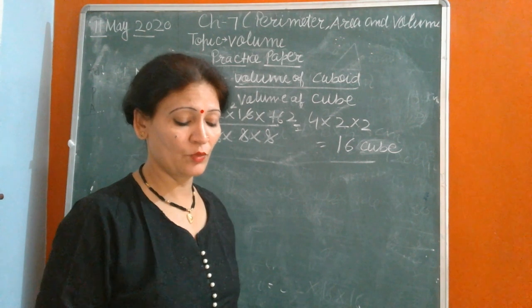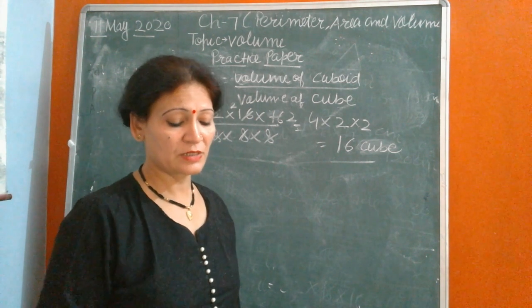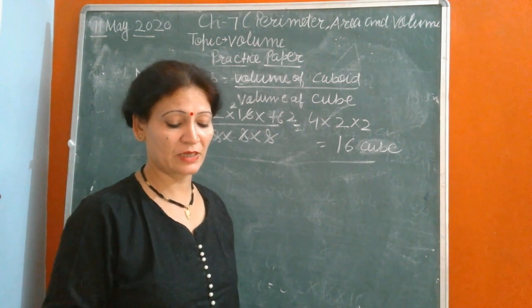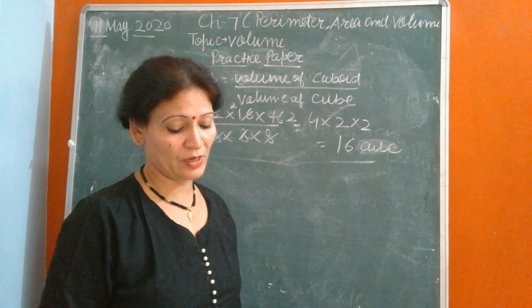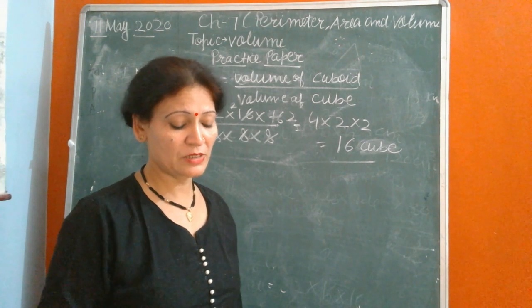The edge of a cube of volume 216: the answer is 6. Question 9.